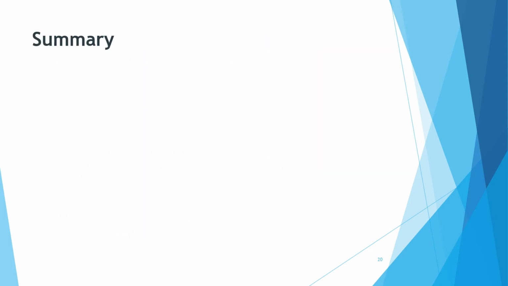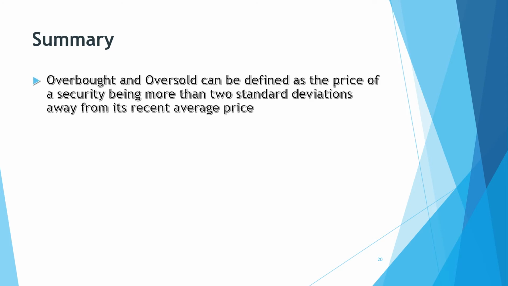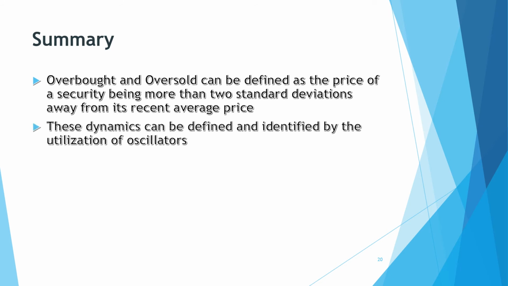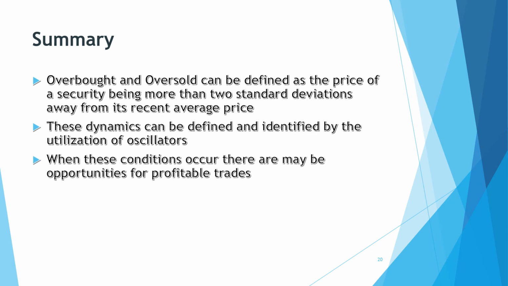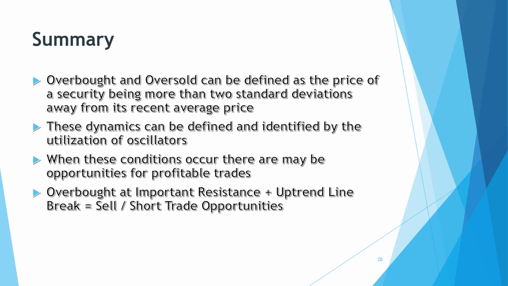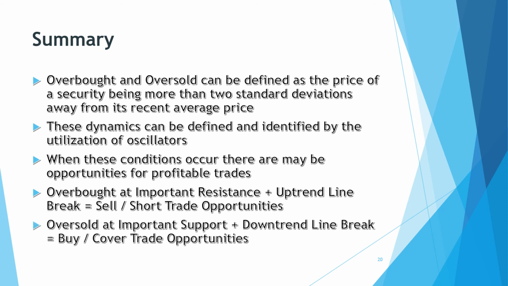So here's the summary. Overbought and oversold can be defined as the price of a security being more than 2 standard deviations away from its recent average price. You can use oscillators to identify and define these things. When these conditions occur, pay attention because there could be opportunities for profitable trades. Overbought at important resistance plus an uptrend line break is a sell and short opportunity. Oversold at important support plus a downtrend line break is a buy and cover trade opportunity.